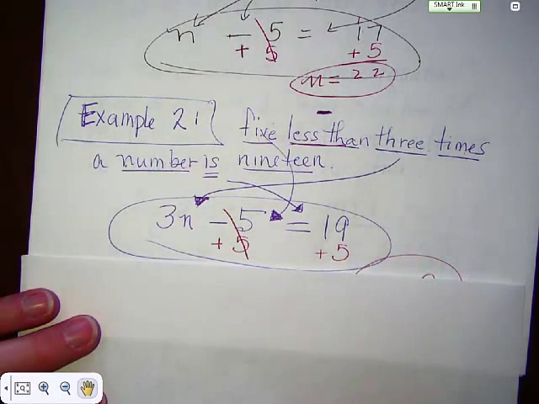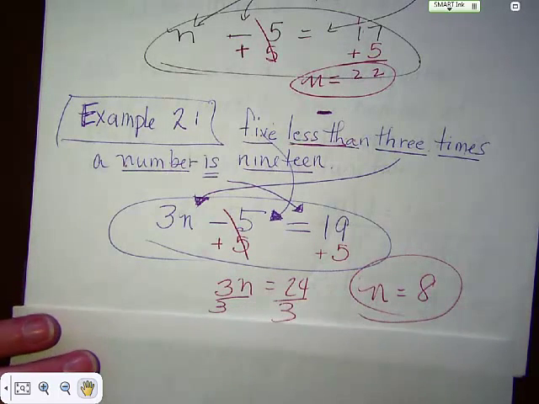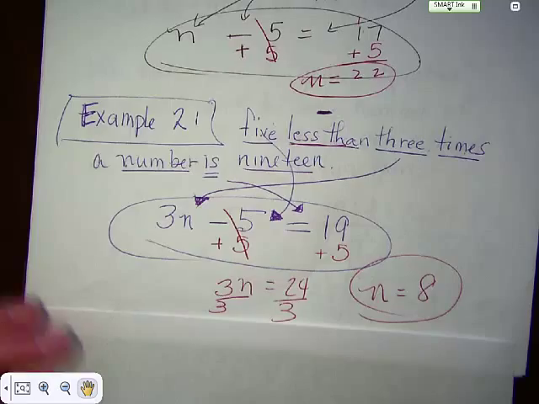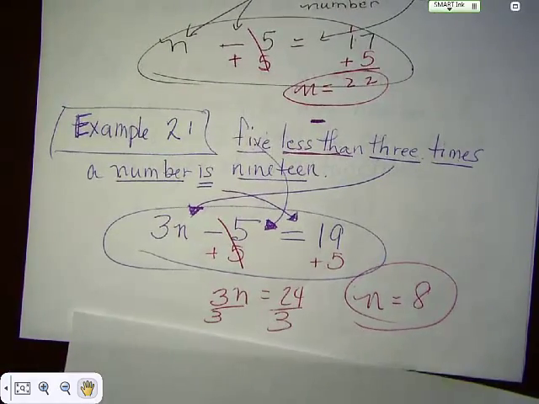Add 5 to both sides. Once you do that, you get 24. You get 3n equals 24. Divide both sides by 3, and you get n equals 8. Pretty easy peasy stuff.